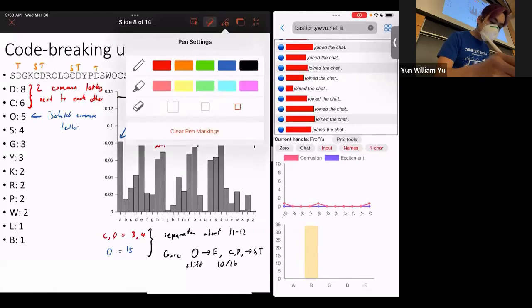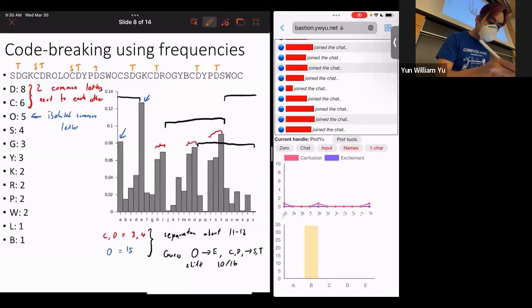Anytime I see a C, I should go to S. So C is an S, C is an S, C is an S. Did I miss any? Oh, there's one. And if you guessed O is an E. So if you get the most common letters, sort of like with Wheel of Fortune or with Wordle, things get a lot easier. Let's see, O goes to E.